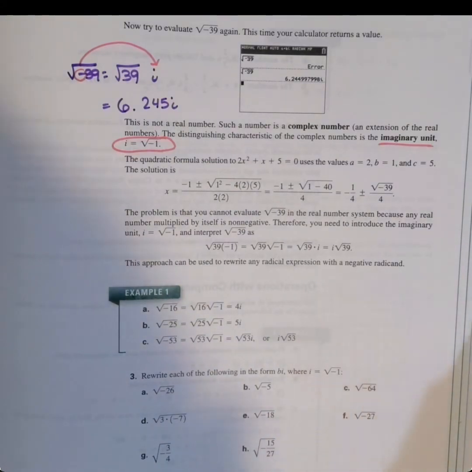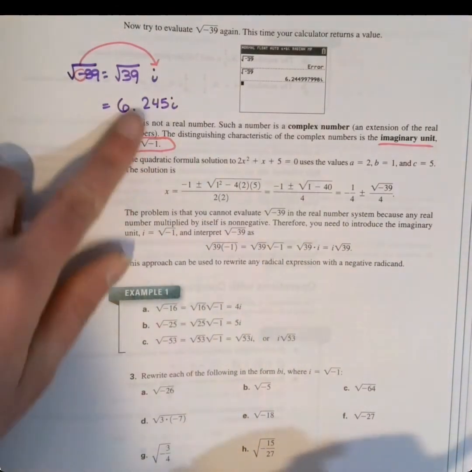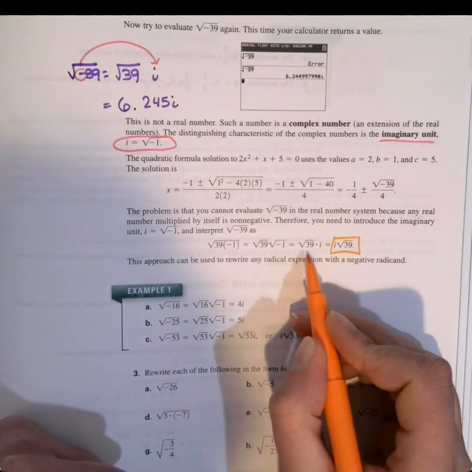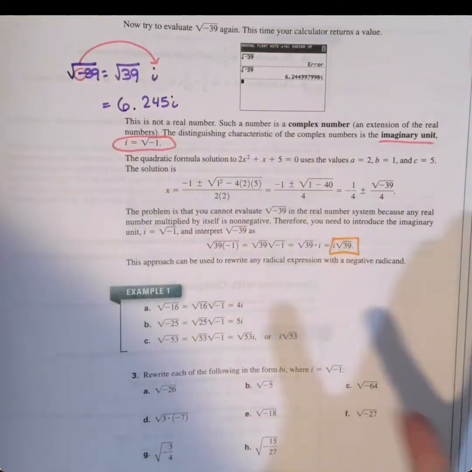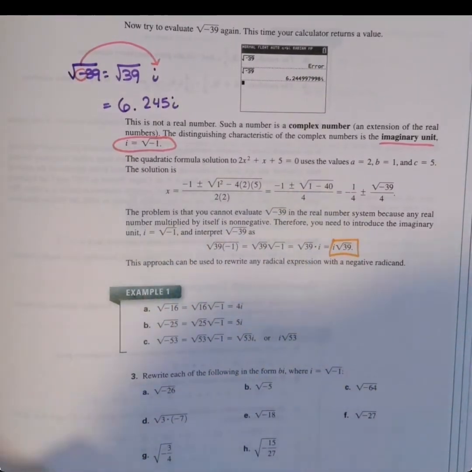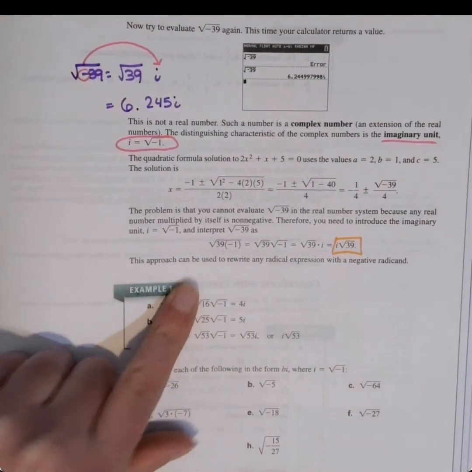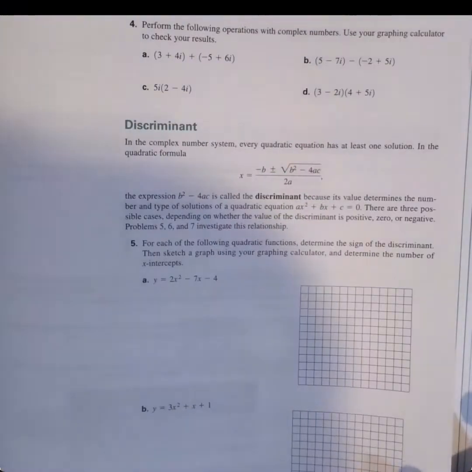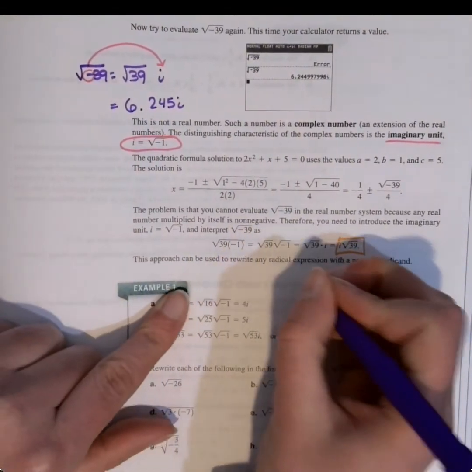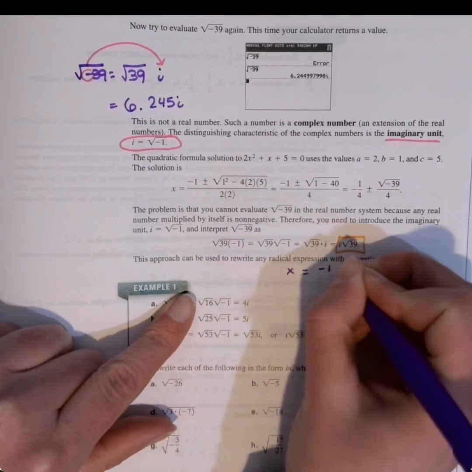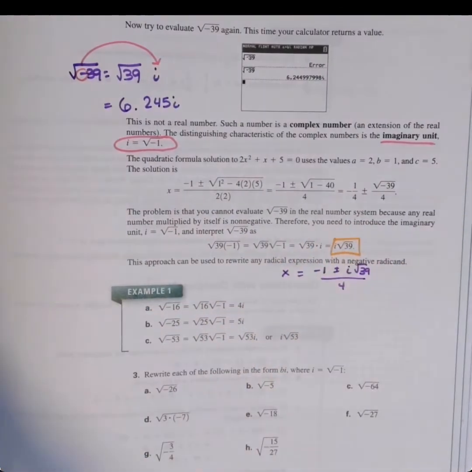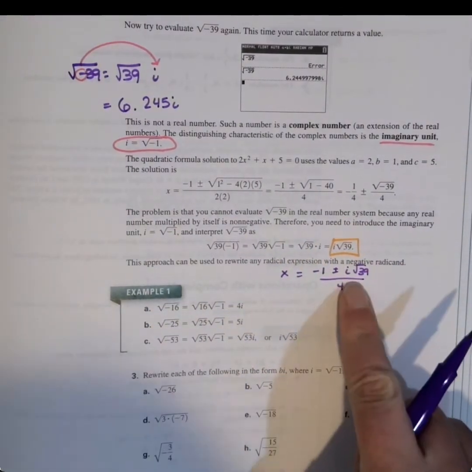Okay, so the solution to this one, like I was saying, we don't often want the decimal for it. We would just say that the solution is the square root of 39 times I, or that's often reordered as I square root of 39. That's just part of the solution. The full solution for this one would have been x equals negative 1 plus or minus the I square root of 39 over 4, and so on. So that's just one component of the solution.